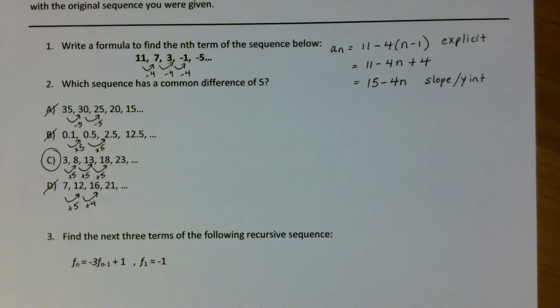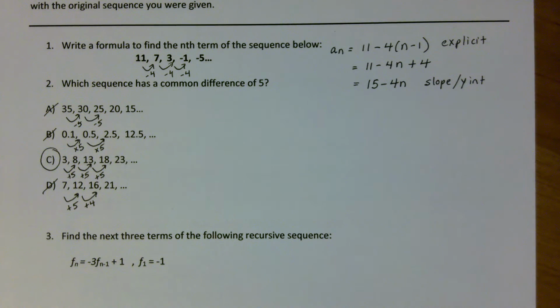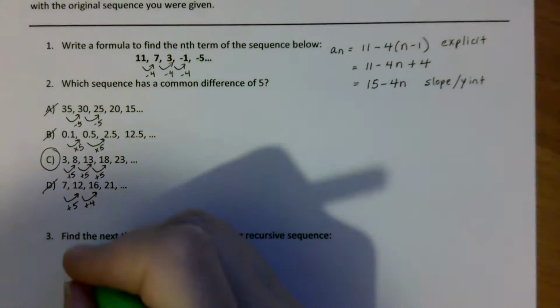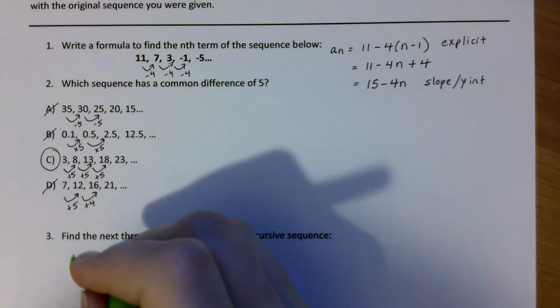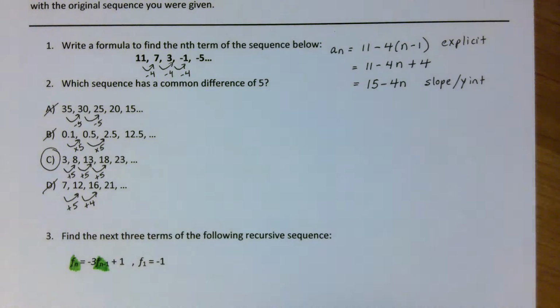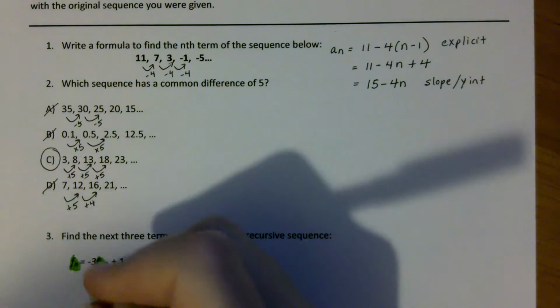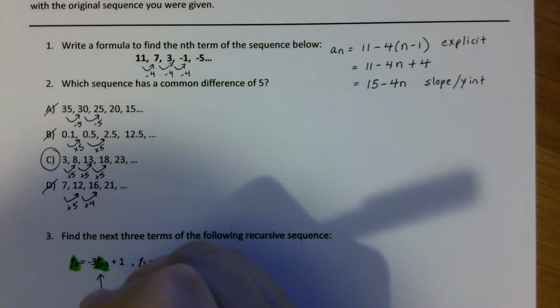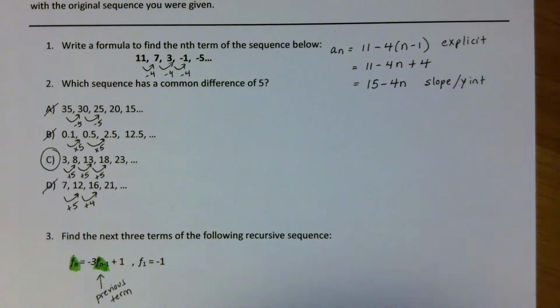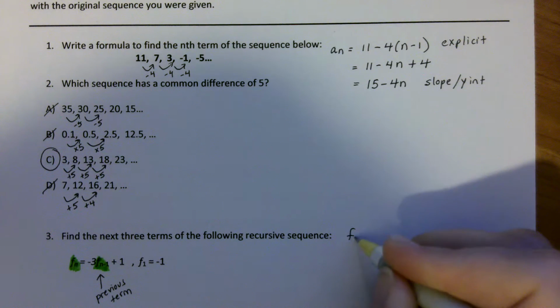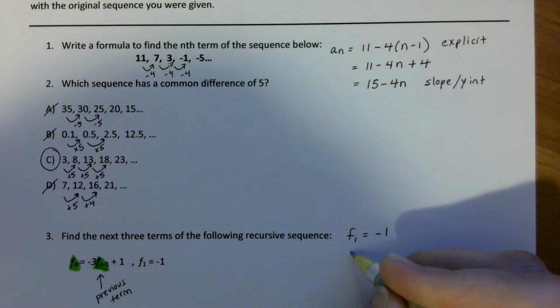Now let's take a look at a recursive sequence, which often, not always, but often includes more than one operation. And it is always referring to your previous term. So if I have f of n, then f of n minus 1 just means I need to put the value of the previous term. Okay, we already know f of 1 is -1.